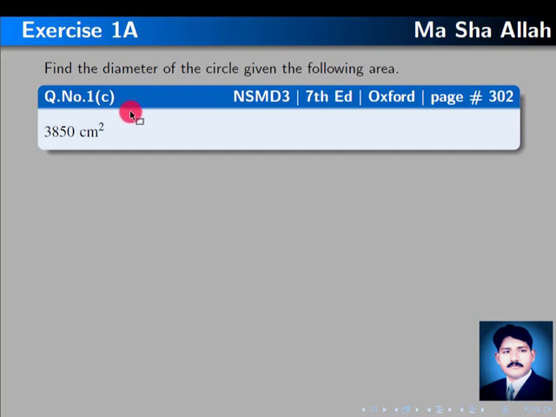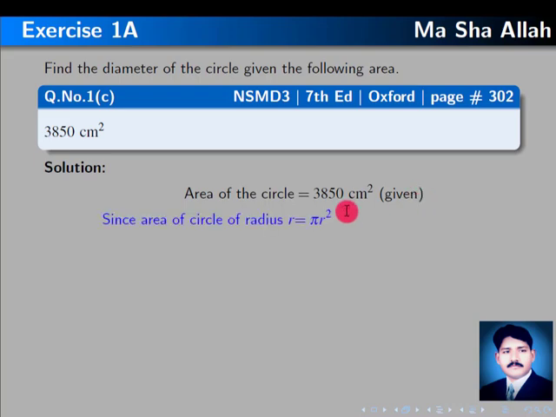The C part of question number 1 is, find the diameter of the circle given the following area. The area is 3850 centimeter squared. As the area of the circle is equal to 3850 centimeter squared, which is given, first of all we find the radius of this circle. We know that the area of the circle is equal to pi r squared, where r is the radius of the circle. Here the area is equal to 3850. We put the value of area here, which is equal to pi r squared.